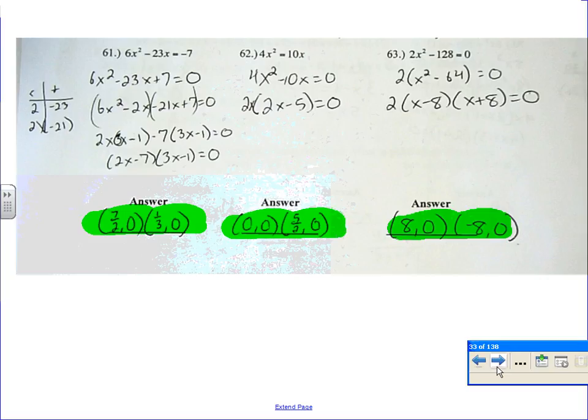Anyone else need a repeat if I went too fast or you didn't hear something? All right, what problems are you confused with? What problems do you need me to go over? This was a hard section. Eric?